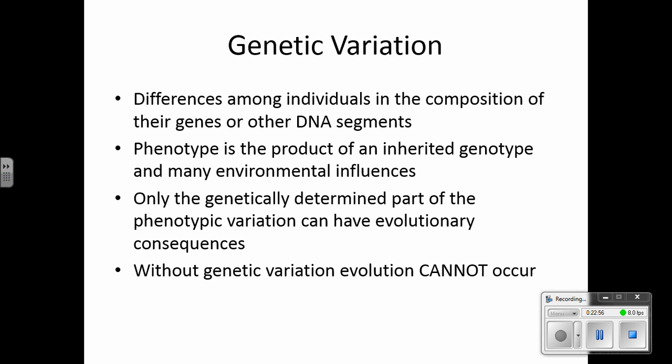Differences among individuals in the composition of their genes or other DNA segments is considered genetic variation. The phenotype is a product of an inherited genotype and many environmental influences. Only the genetically determined part of the phenotypic variation can have evolutionary consequences.